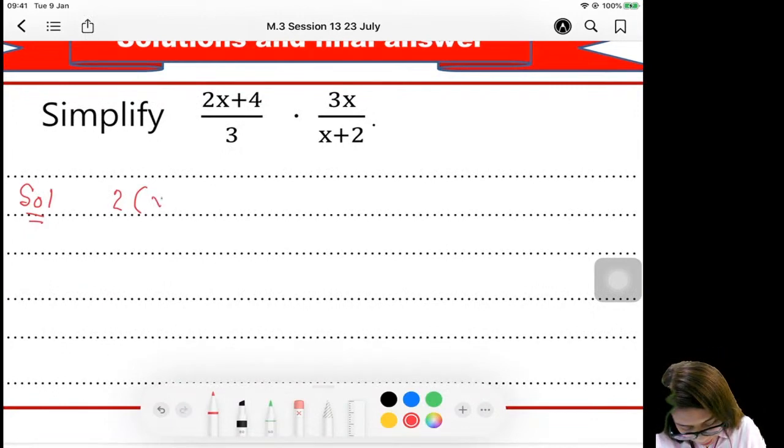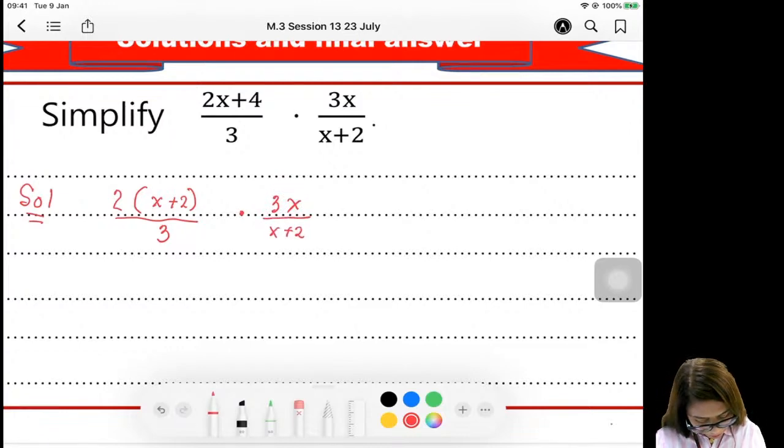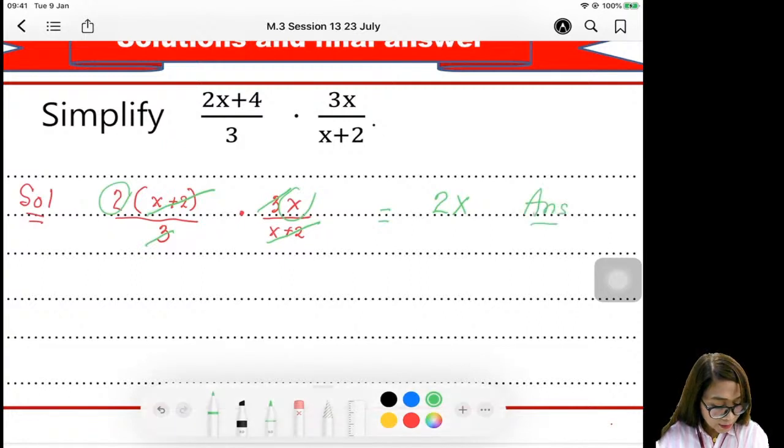Okay, so we'll have here (x plus 2) over 3, times 3x over (x plus 2), and then you just cut the common factors: this x plus 2 and x plus 2, and also 3 and 3. So what we have here is the product of 2 and x. So the answer is 2x. This is the simplified answer. Did you get the answer correct? Okay, I hope so.